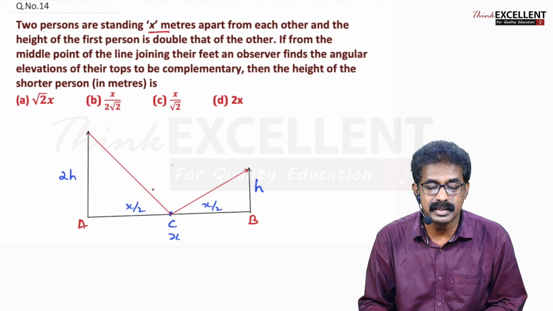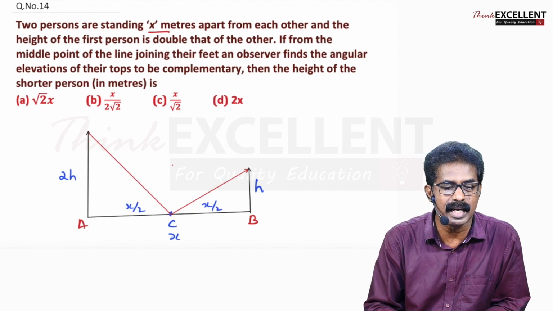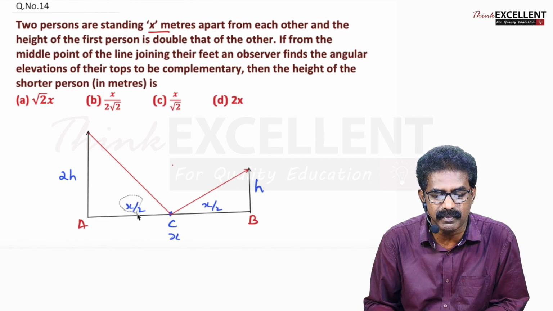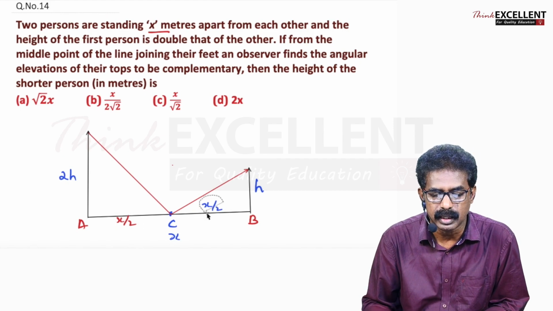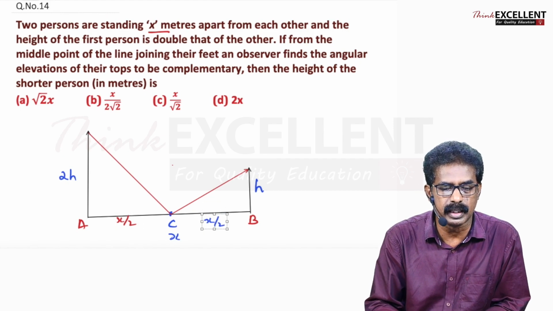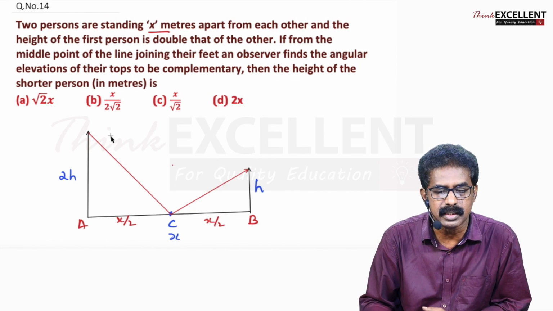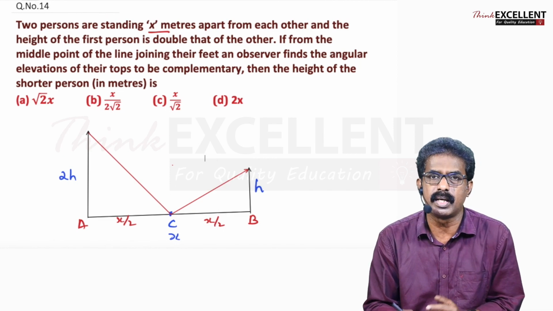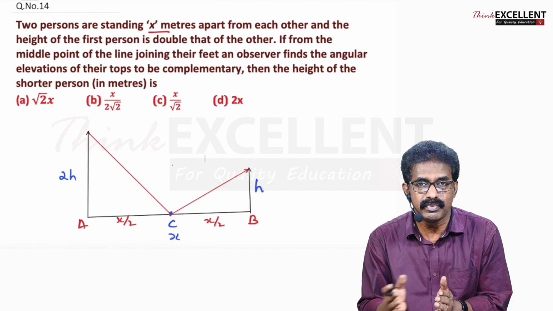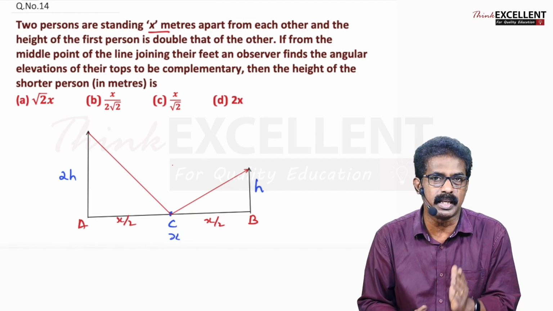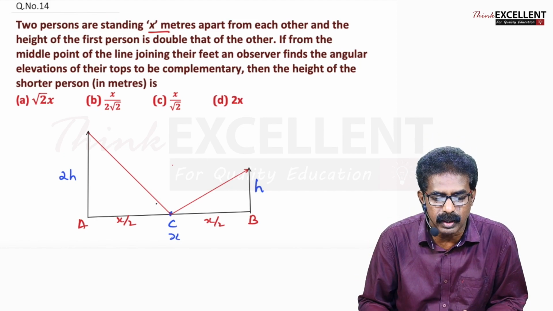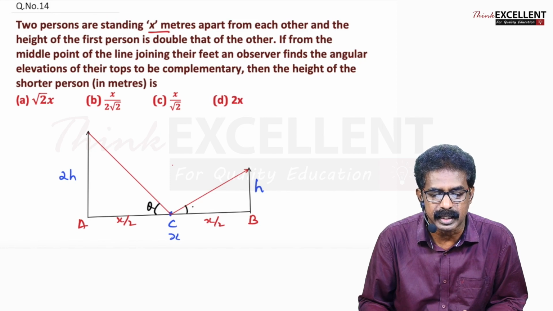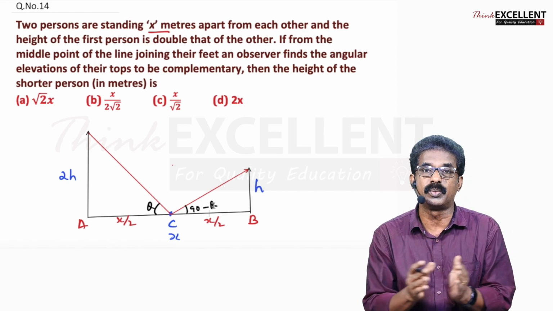Now, the angles they didn't give properly. What they said, the angles are complementary. What's the meaning of complementary? Complementary means the total is 90, right? Okay, listen carefully. Complementary, that means if one angle is 40 degree, another one is 50. 40 plus 50, it should be 90. One angle is 20, another one is 70. How we got 70? 90 minus 20. If one angle is theta, another one is 90 minus theta. Now only the two angles are complementary.